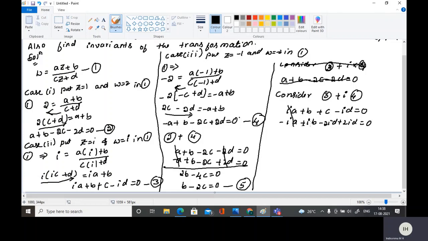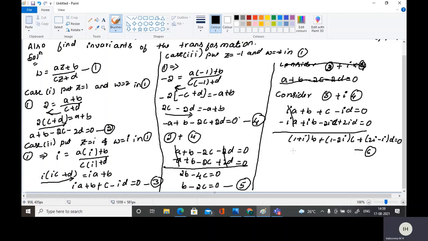See, ia and minus ia cancel. We will be left with b, c and d. Here we have b and c, and one more constant extra, that is, 2 equations, 3 unknowns. We can use Cramer's rule. It is 1 plus i into b. Next, c: this is 2ic, right? Plus 1 minus 2i into c, plus 2i minus i into d, equal to 0. This is what we got, right? So next we have to consider the equations. I will call this equation number 6.